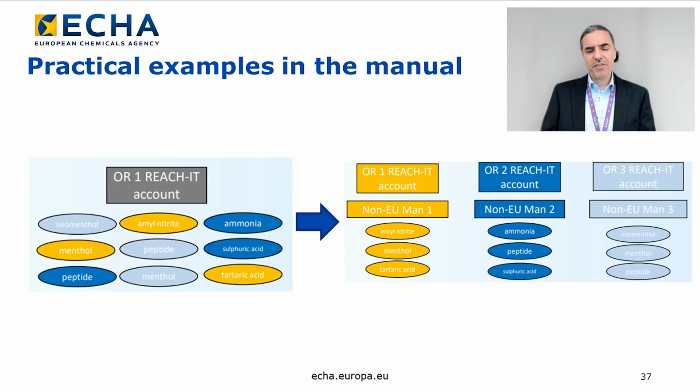On the top of the page, we have the initial situation when there is one REACH-IT account that has registrations that belong to several non-EU manufacturers. These several non-EU manufacturers are shown in the dark blue, light blue, and yellow colors. So this is how a company has at the moment used the REACH-IT account. And as of now, the only representative has to identify the non-EU manufacturer. So we require that you have a different account for each non-EU manufacturer you represent. So the end result will be that each REACH-IT account represents a different non-EU manufacturer.